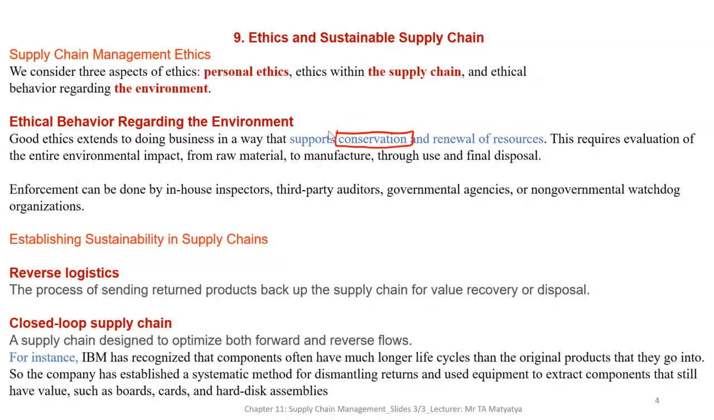You need to understand how much impact or damage you are inflicting on the environment, society, and so on. From raw materials, we cannot ignore how you are mining the raw materials, to manufacture, through use and final disposal. Enforcement can be done by in-house inspectors, third-party auditors, governmental agencies, or non-governmental watchdog organizations.